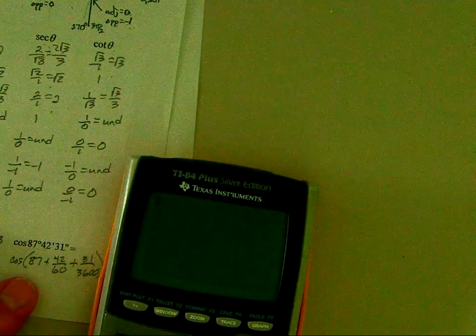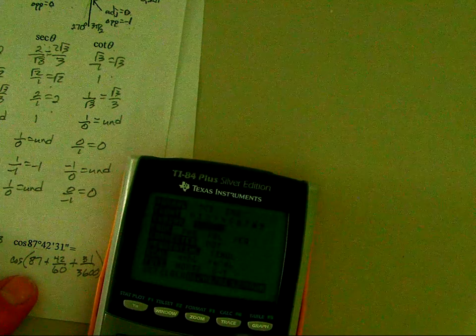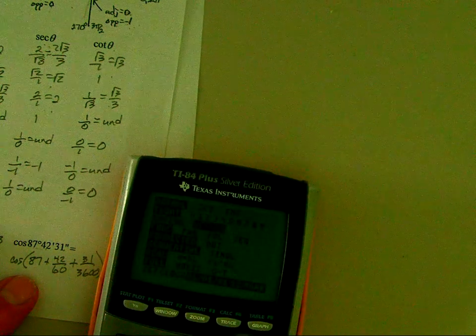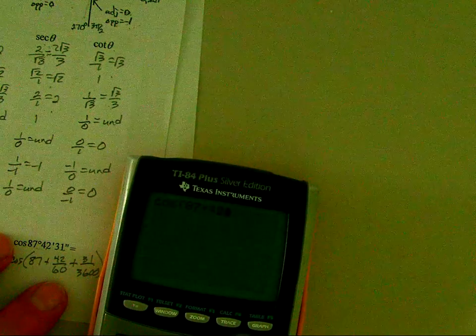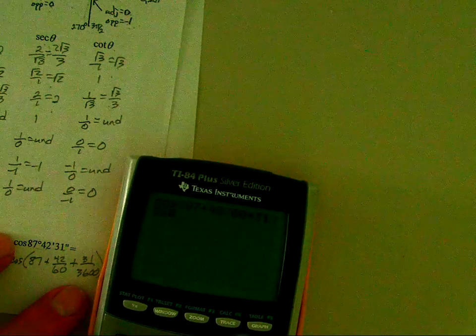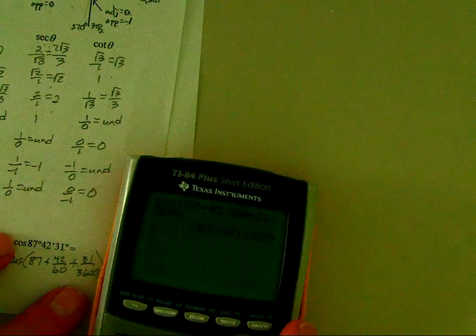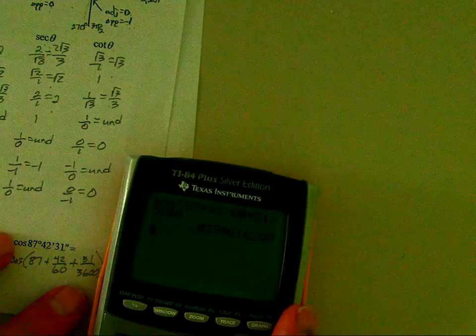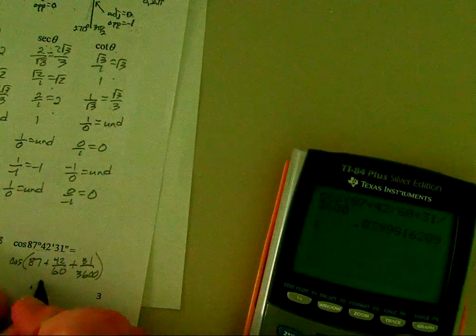So I'm just going to do all that once on my calculator. I need to go back to check my mode. I need to be in degrees. So I hit the cosine of 87 plus 42 divided by 60 plus 31 divided by 3600. And I get 0.03998, which rounds to 0.04.